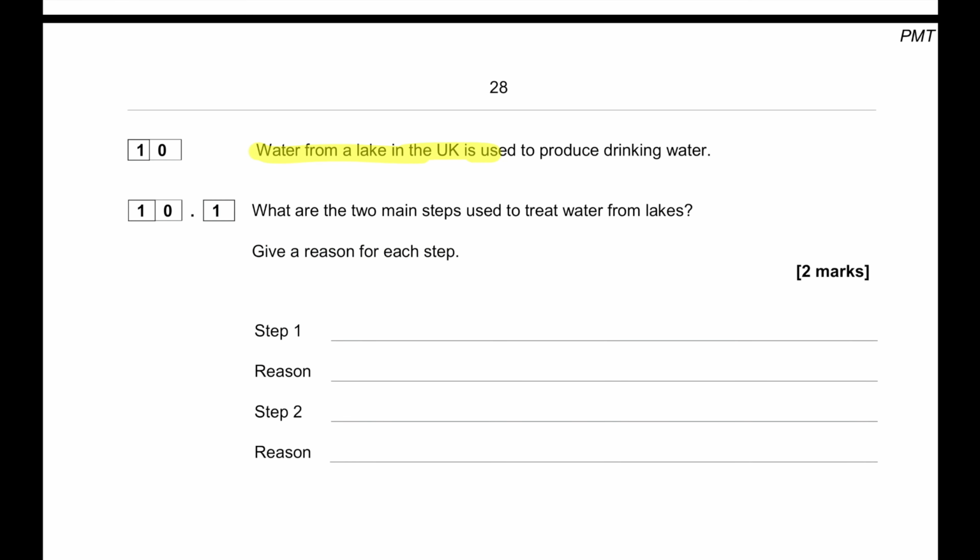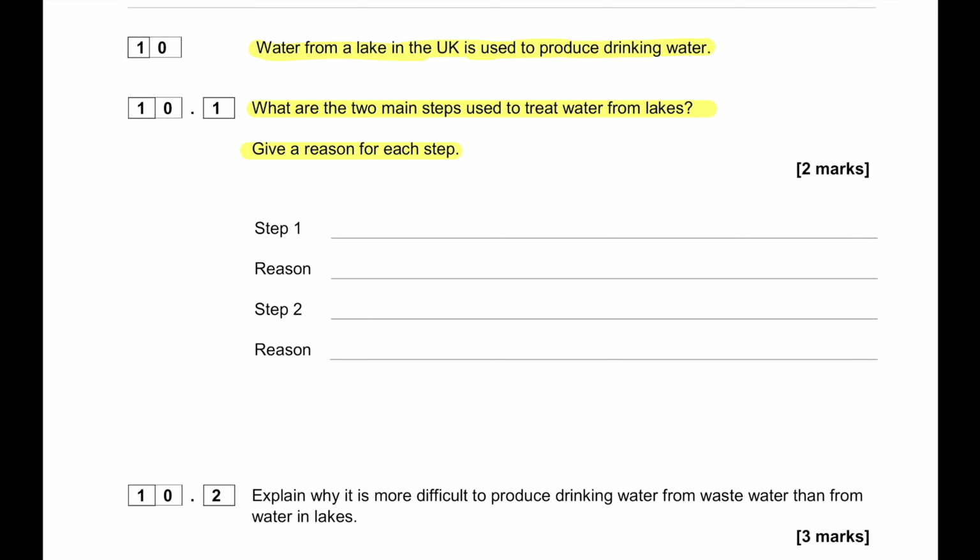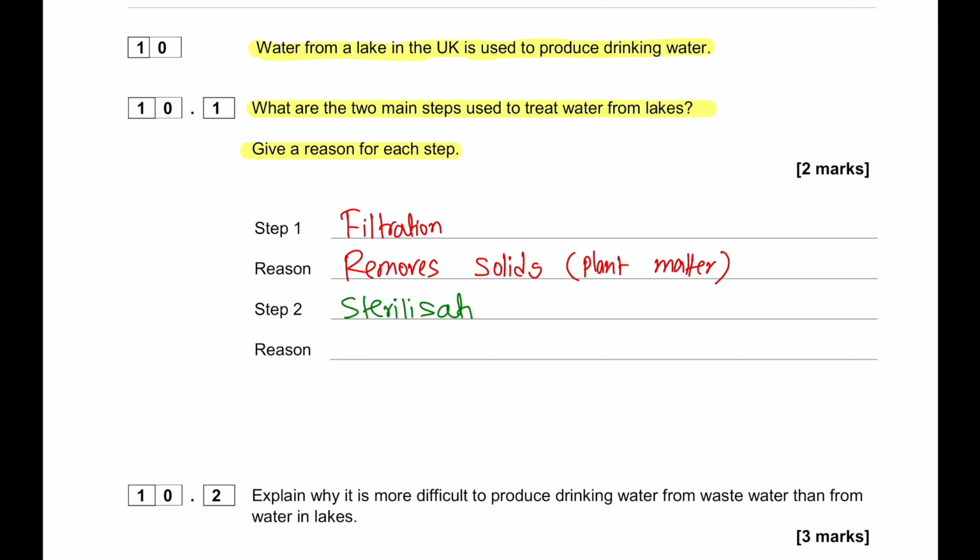Water from a lake in the UK is used to produce drinking water. What are the 2 main steps used to treat water from lakes? Give a reason for each step. First of all, when we are collecting the water from a lake, we must filter it so that we can remove large bits of solids like plant matter and sand present in the water. The next process will be sterilization. So step 2 will be sterilization to kill the microbes, and step 1 will be filtration to remove the solids that come with the water.